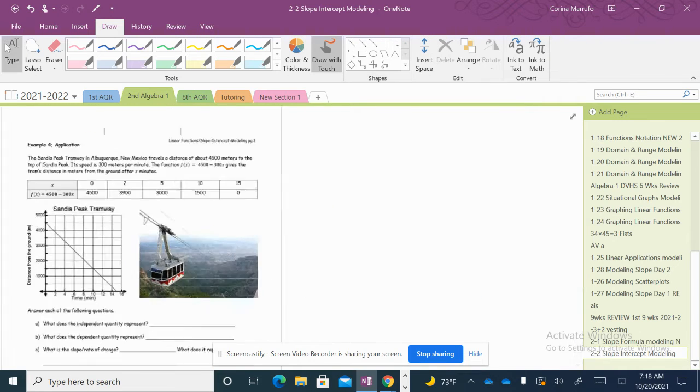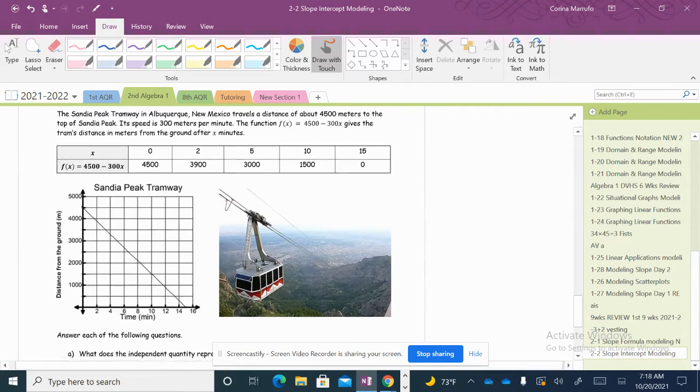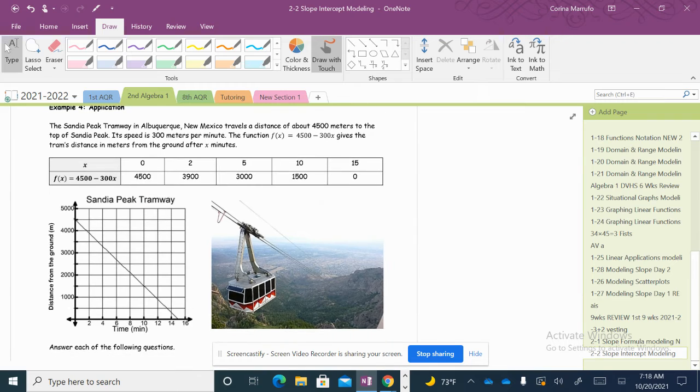Okay, so now our applications. This is the last section. So here it says the Sandia Peak Tramway in Albuquerque, New Mexico travels a distance of about 4,500 meters to the top of the Sandia Peak. Its speed is 30 meters per minute. So since we see 30 meters per minute, this is our rate of change. Now remember, our rate of change is the same thing as our slope.